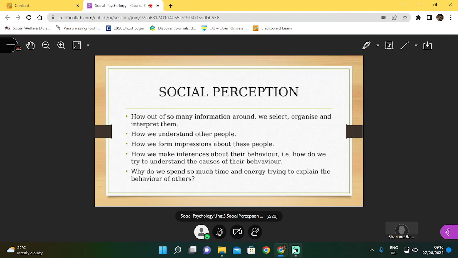That's about perception. Comment nous choisir? Comment nous organiser un phénomène? Comment nous interprétons ces affaires-là? Those are social perceptions. C'est-à-dire que nous causons de social perceptions, mais comment nous faisons inferences about their behavior? Comment nous essayons de comprendre qui fait de faire comme ça?